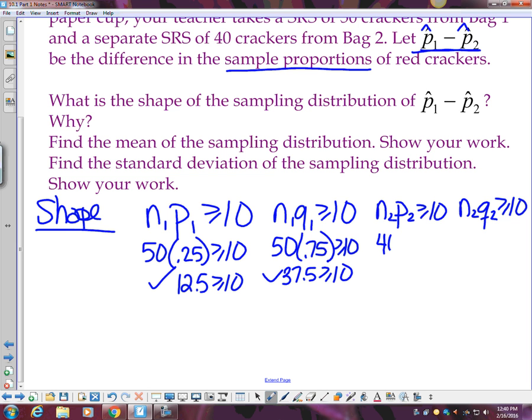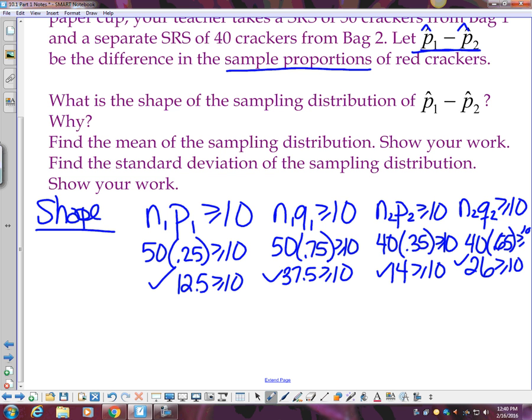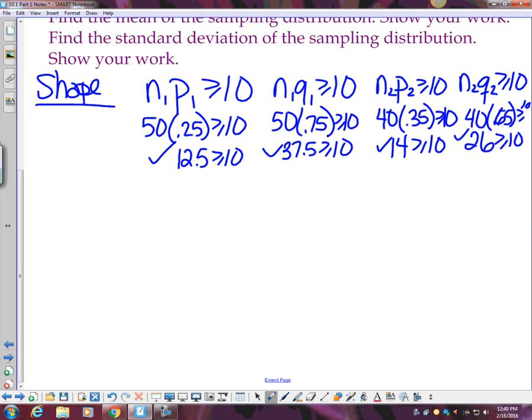Bag number 2 had 40 in it, and it was 35% red. And that's 14. And so that's good. And this one had 40, and let's see, if that's 35, this would be 65. Sorry, ran out of room. And so that's 26. So that's good. So we have just proven that we can use a normal distribution to approximate this.